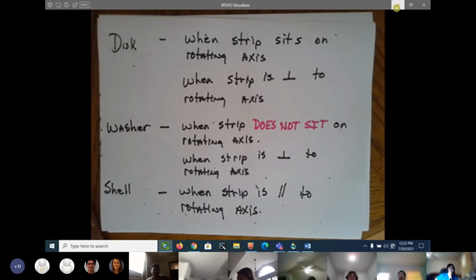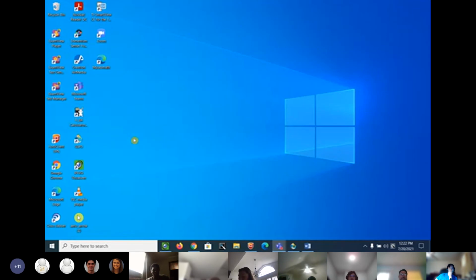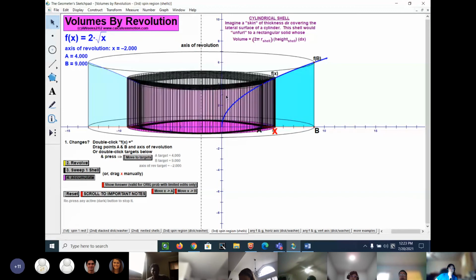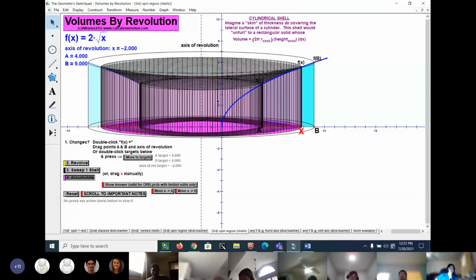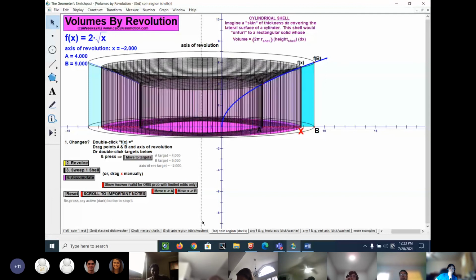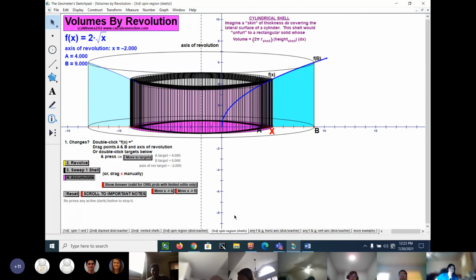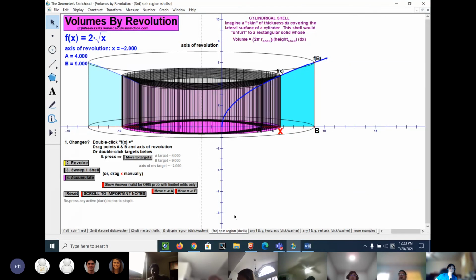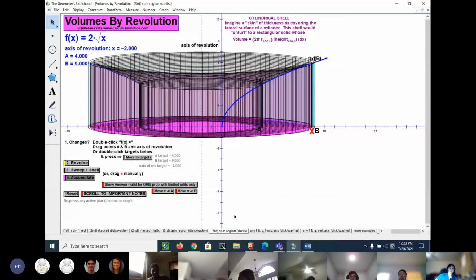So just a kind of a rundown. I can't remember if I showed you, and I know I showed you at the beginning, but I'm going to show you again. There's your shell, and look, the strip is parallel to the rotation axis, so that is a shell right there. Now, another indicator of using the shell, and I'm going to show you this.